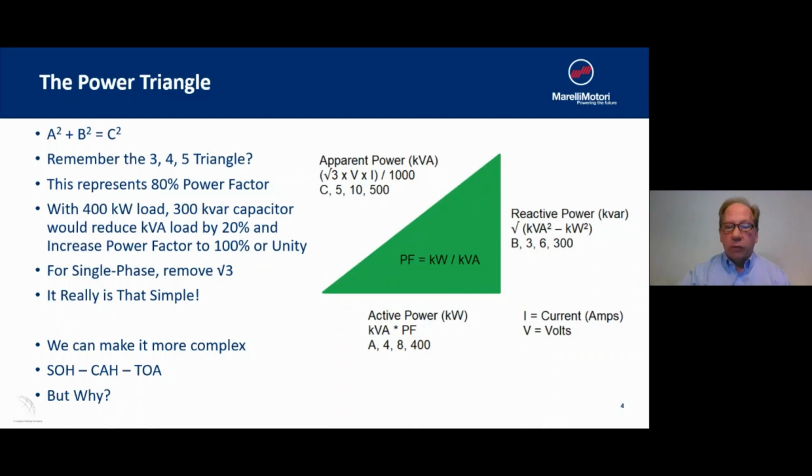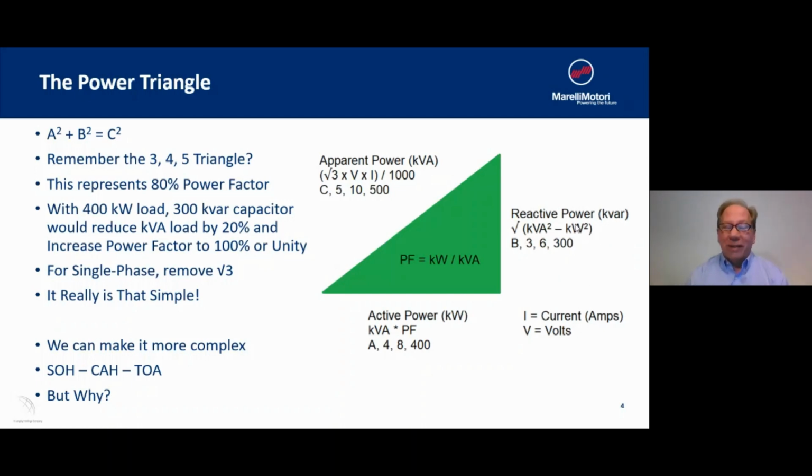Now, if we add some zeros to this, we have a 400 kW load, a 0.8 power factor, tells us we have a kVA load of 500. Again, this is based on a 0.8 power factor, which represents a 300 kVAR reactive load.